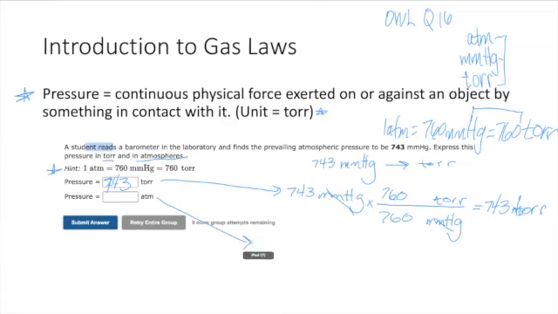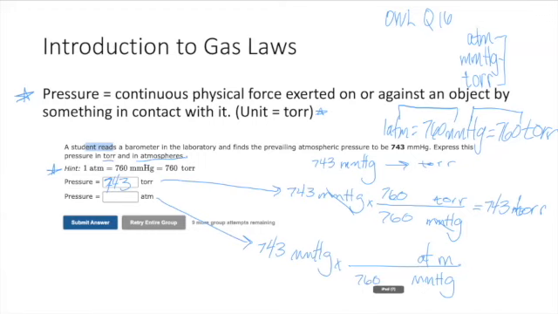Second one, starting with the same number, but this time we want to go into atmospheres. So we're going to multiply on the bottom by what we're trying to get out of, and multiply on top by what we're trying to get into, and then fill in the relationship here, where 760 millimeters of mercury is equal to 1 atmosphere. So once we multiply across and divide by the bottom, we get 0.978 atmospheres.